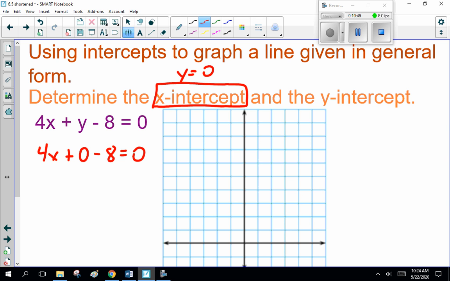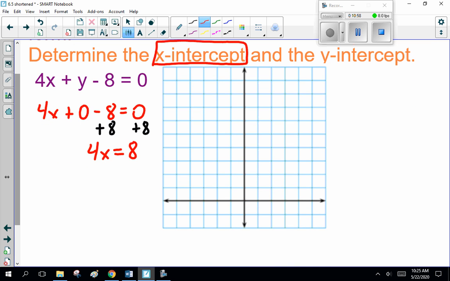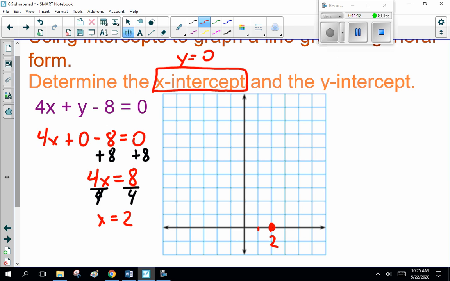So how do you get rid of minus 8? Plus 8. So 4x equals 8. What does x equal? Divide both sides by 4, sorry. X equals 2. That's your x-intercept. Okay? So if you don't have a graphing calculator, this is the way you solve it. So 4x plus y minus 8 is equal to 0.